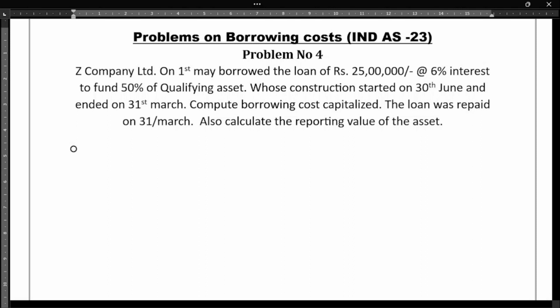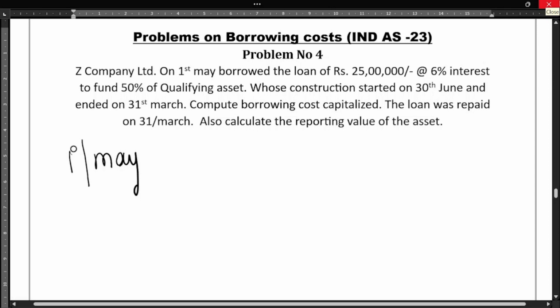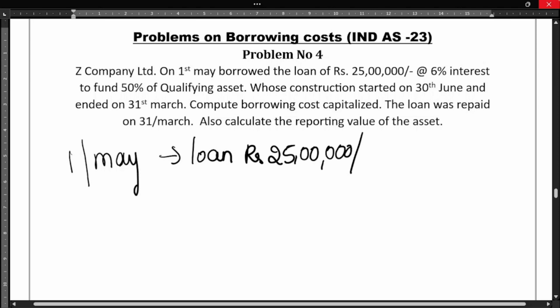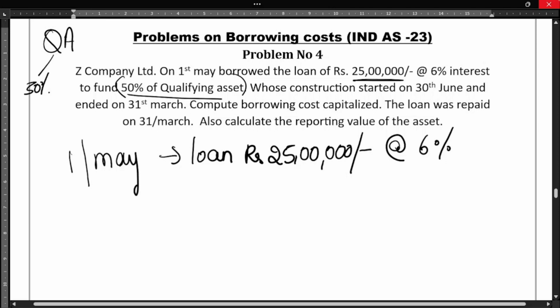Z Company Limited, on 1st May, has taken a loan of rupees 25 lakh at 6% interest to fund 50% of the qualifying asset. So whatever this amount of 25 lakh they have taken, it is only to fund 50% of the qualifying asset. They are constructing a qualifying asset, and 50% of it is funded by the loan of 25 lakhs.